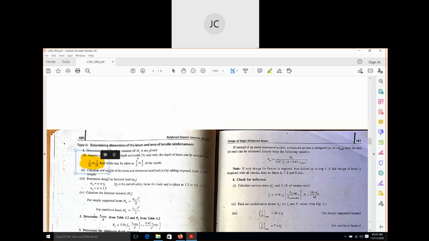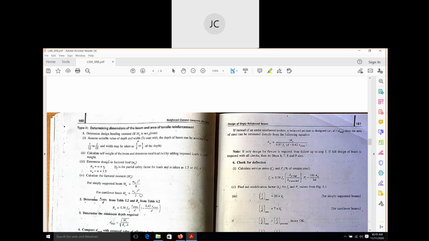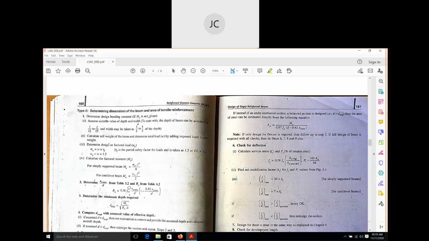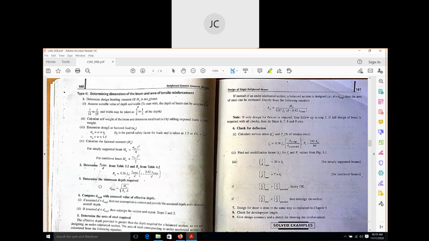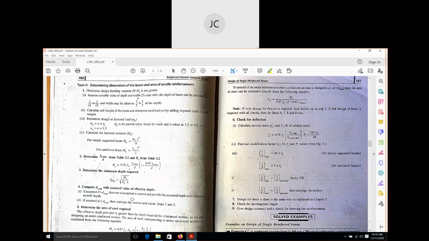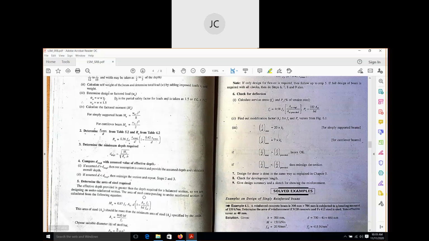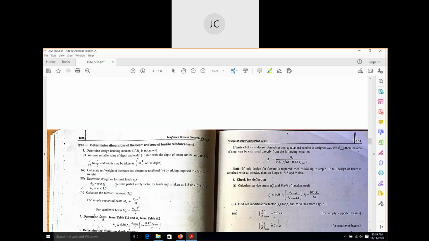In step number 1, we will find out the design bending moment. If Mu is not given, that means the bending moment is not given, we will find out Mu, the design bending moment, by assuming width, depth and these things, and after doing all the calculations. In the second step, we will find out xmax by d from this table, and the value of Ru. Next, we will find out the d required, that means we will check whether our assumed depth is correct or wrong. That is steps 3 and 4, and in step number 5 we will find out the area of steel. So these are the 5 steps which you have to do in every problem.